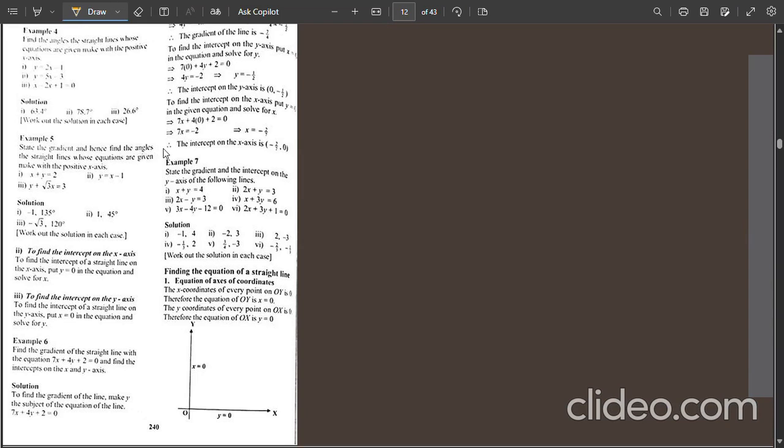State the gradient where the angles are given, right? In these examples too, you can pause it and then try the angles. You've been given the equation, find the gradient, use tan inverse of the gradient, then get the answers. State the gradient and find the angles the straight lines whose equations are given make with the positive x-axis. Once you find the gradient, you can find the angle with tan theta. So those are very simple.